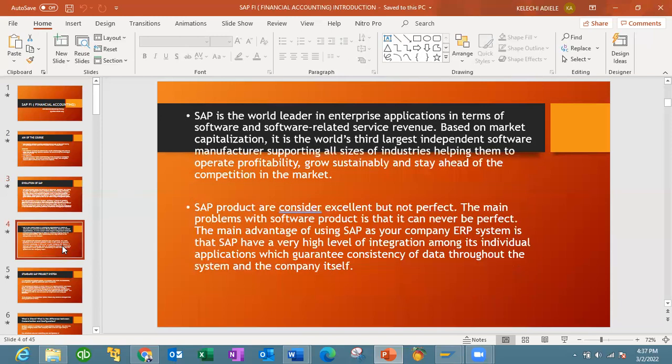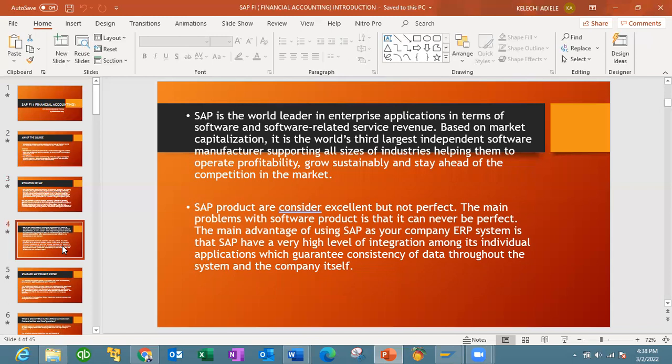Of course, SAP is a world leader in enterprise applications. I think, when I checked last, generally they are the third, behind Microsoft and one other application like that. Based on market capitalization, it is the third largest independent software manufacturer, supporting all sizes of industries, because SAP is very vast.